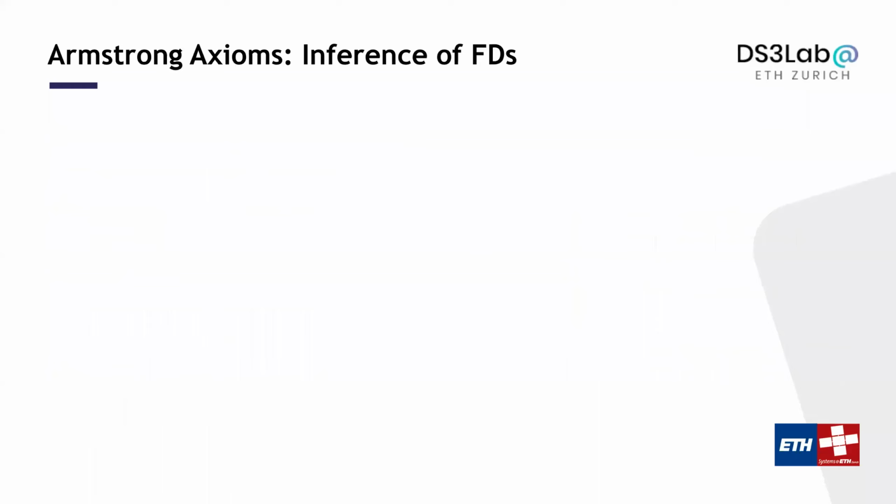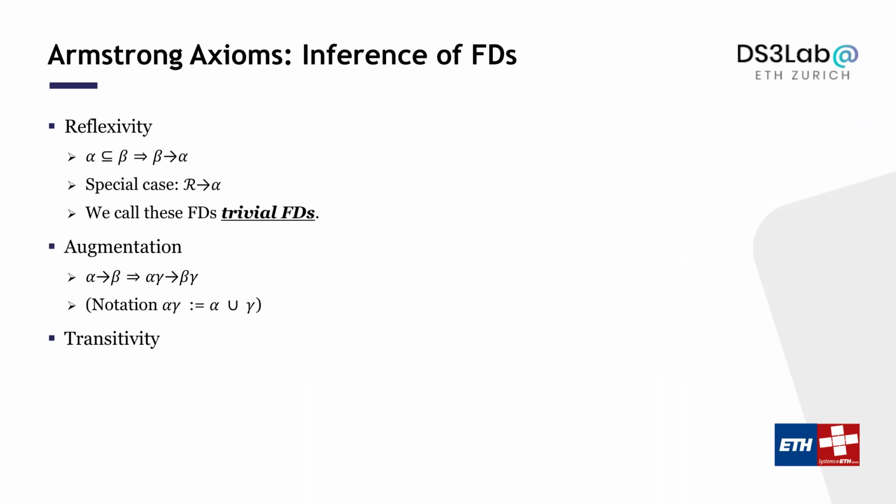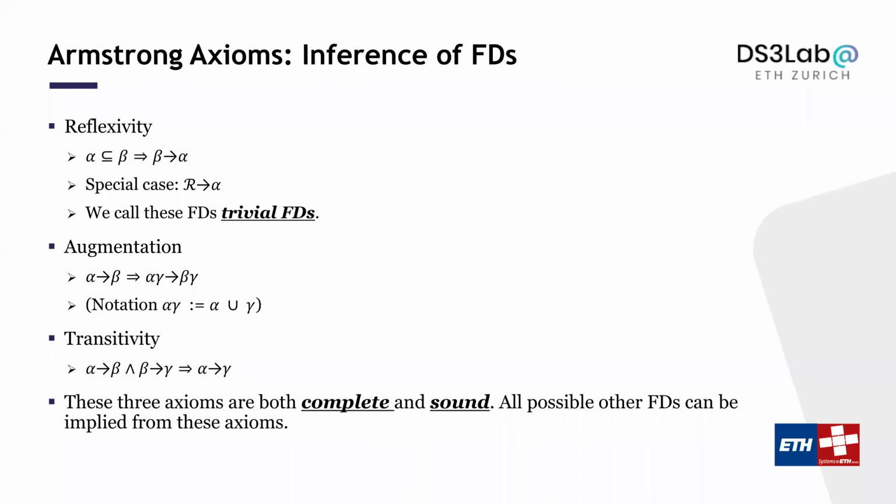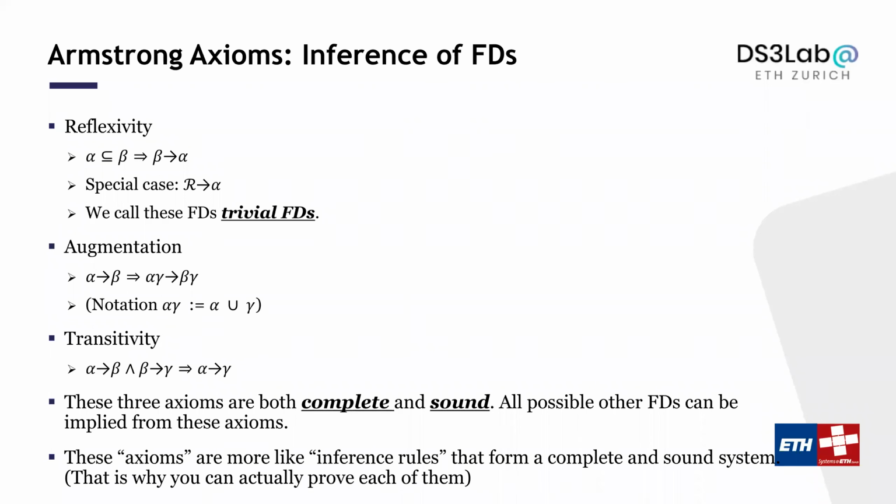We also talk about how to reason about functional dependencies. Specifically, if you give me a set of functional dependencies, how can I reason about other functional dependencies that can be implied from this input set? We talk about three reasoning rules: reflexivity, augmentation, and transitivity. What's amazing about this is if you apply these three inference rules or axioms again and again, you will have a reasoning system that is both complete and sound.